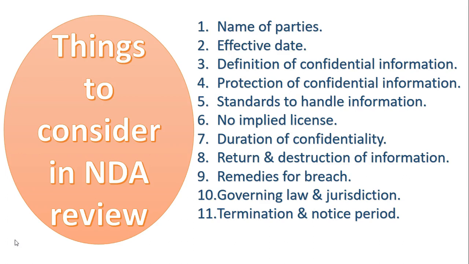Number two would be the effective date. Just make sure that the contract has the effective date from which the information will be covered. If there is no effective date, it is going to create ambiguity and might lead to a lot of confusion in the future. So always make sure that there is an effective date, and just mentioning a date would not be enough. You can add the date, and in brackets mention "effective date of the agreement."